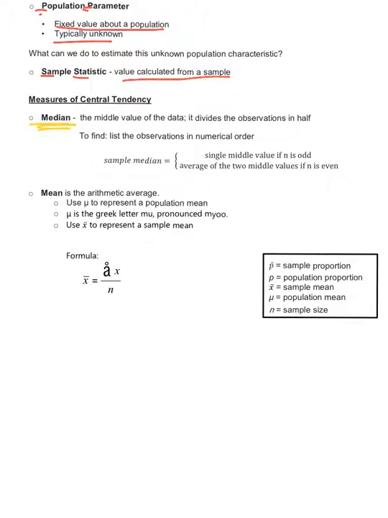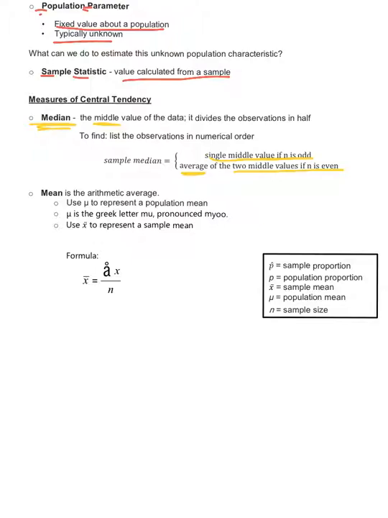All right, so if you guys remember, the median just means the middle. Okay, so how you would find the median is you would list all the observations in numerical order, so from least to greatest, and then you find the middle value. So if there is a single middle value, then that would be the median. So if you have an odd number of numbers, you would find an actual middle. But if you have an even number, you're going to get two middle values. So what you want to do is average those two middle values if your sample size is even.